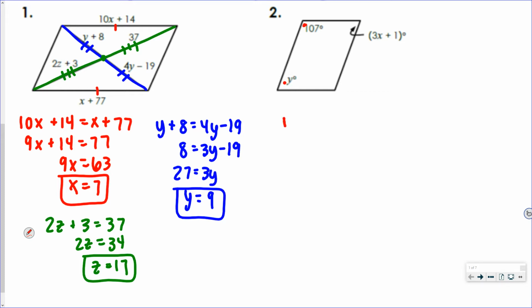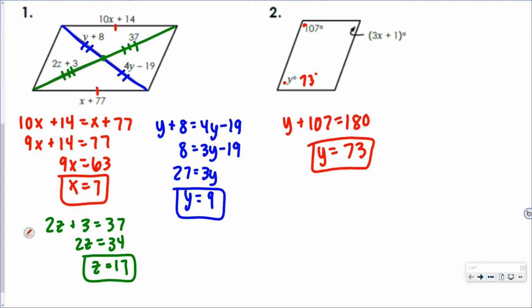So this is beautiful. I did the exact same thing. I did this plus 107. It has to total 180. So that's 73. So y is 73. Okay. So that's true about consecutive angles next to each other.